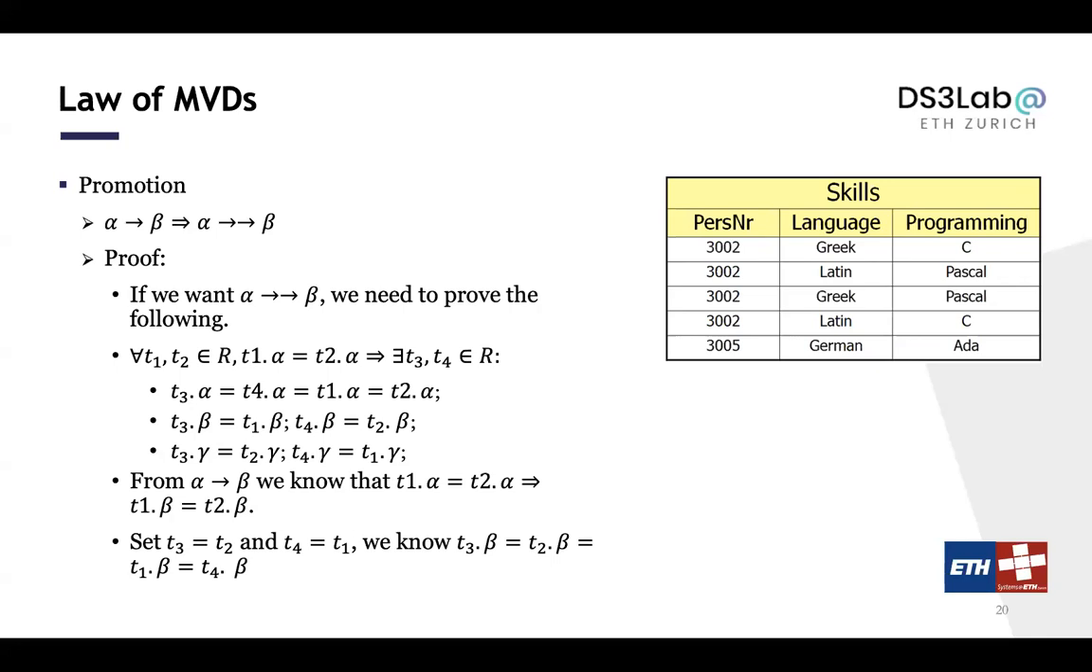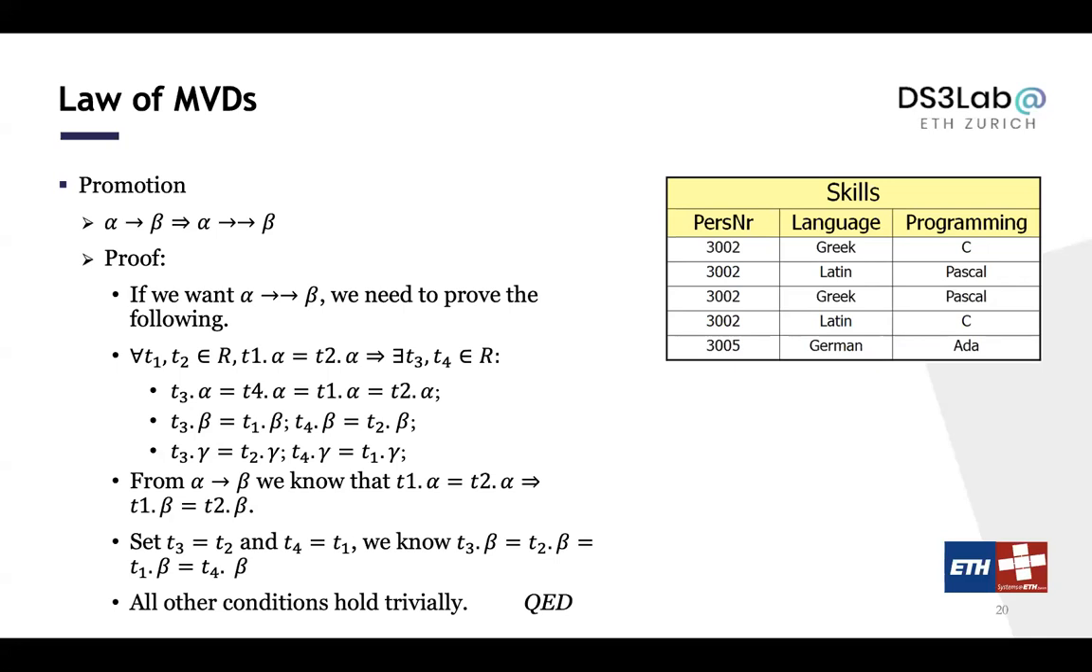And then by just setting T3 equal to T2 and T4 equal to T1, you construct T3 and T4 that satisfy the MVD condition. Okay, and then all the other conditions just hold trivially. So this is just another example about how to prove laws related to MVD, right?